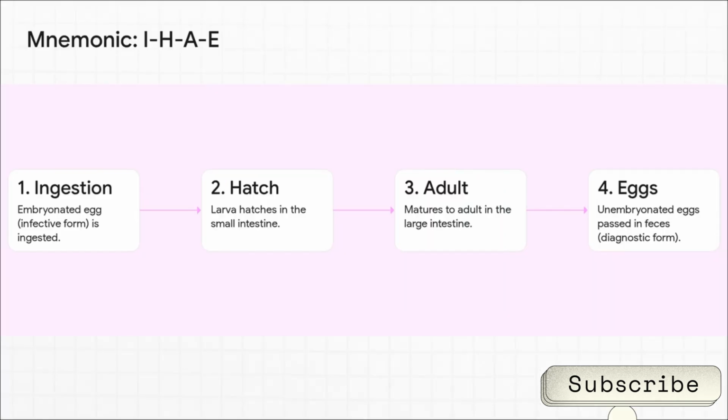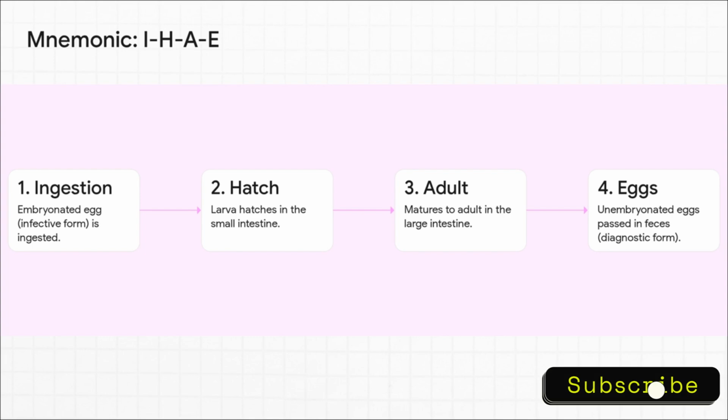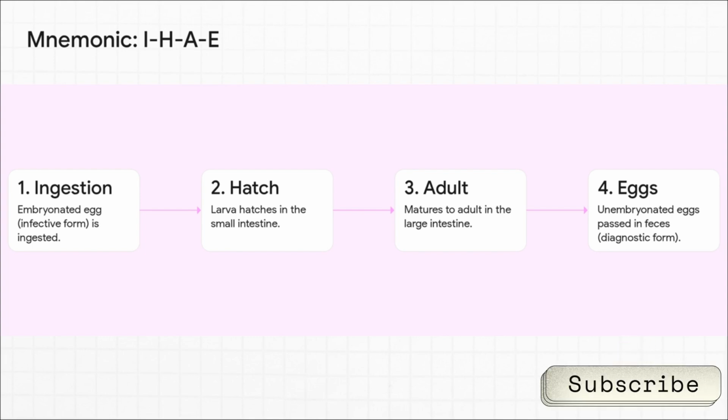Now, to lock this cycle in your memory, we're going to use a really simple mnemonic, IHAE. First up, I is for ingestion. You swallow the infective embryonated egg. H is for hatch. The egg hatches in the small intestine. A is for adult. The little larva moves to the large intestine and grows up. And finally, E is for eggs. The adult female lays unembryonated eggs which get passed in the feces. And remember, the infective egg is embryonated, but the unembryonated egg is what you diagnose.